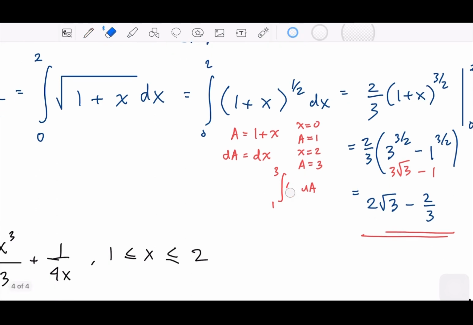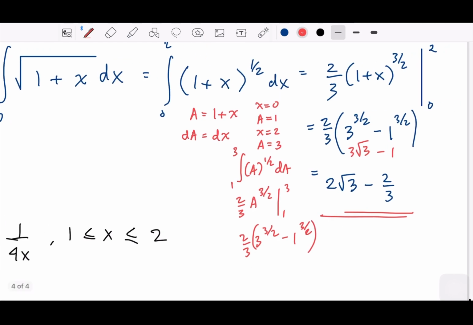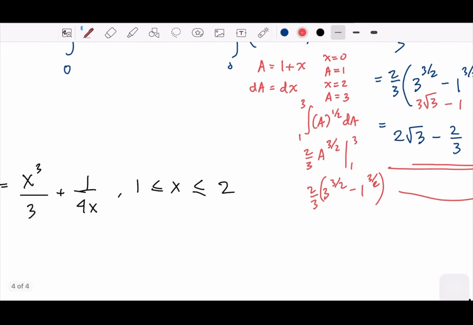Forget the half here. Let me write more clearly. So a to the half da. If you would like to solve this, 2 over 3 a to the 3 over 2 from 1 to 3. And basically the same thing, 3 to the 3 over 2 minus 1 to the 3 over 2. And we come back to the same conclusion, right?